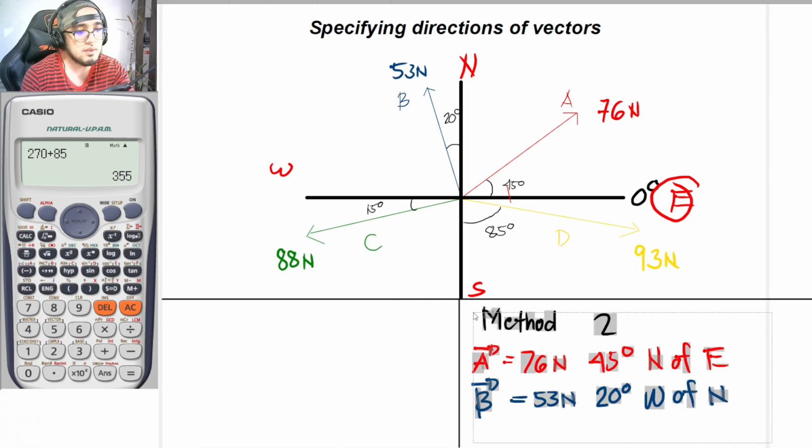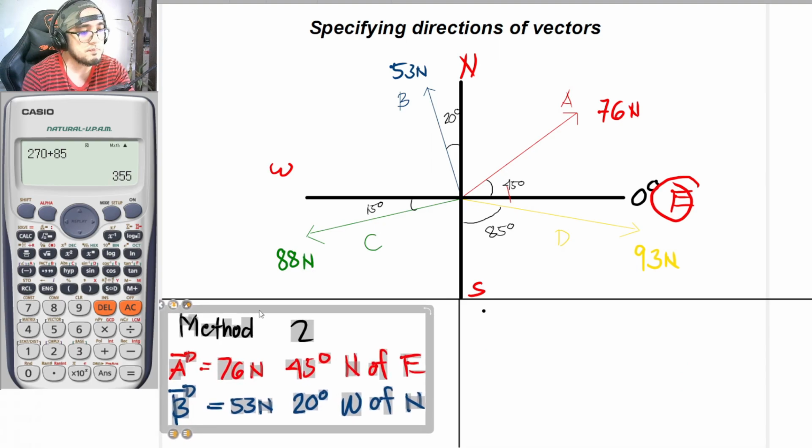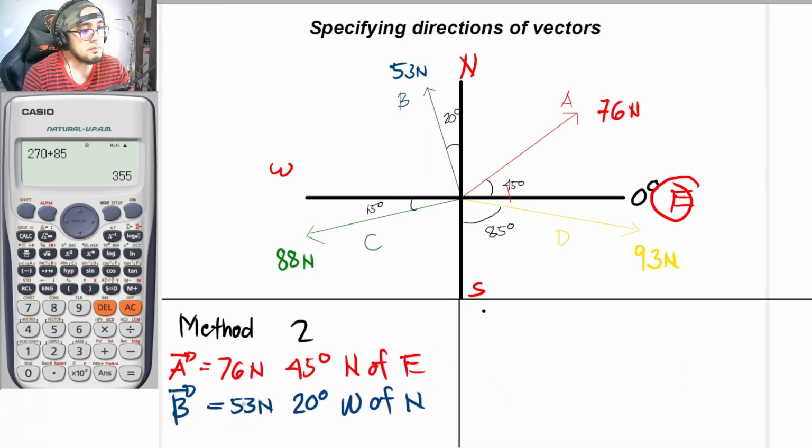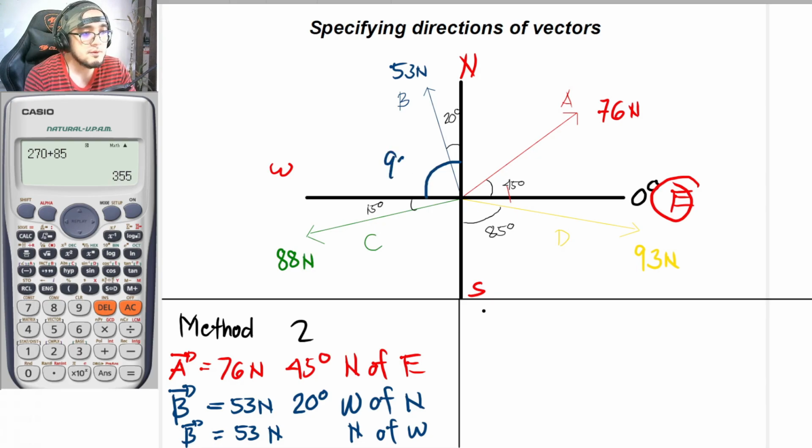So since you already know method 1, I will be placing it here. Okay, so another answer for your B. So for your vector B, this is also equal to 53 newtons. So what if my reference line is to be the west line? So I want it to be north of west, just for pretend. So since this is now to be 90 degrees, and this is now to be 20 degrees, their difference is now to be equal to 70 degrees. So this is now to be 70 degrees north of west. So basically, both of these are the same.